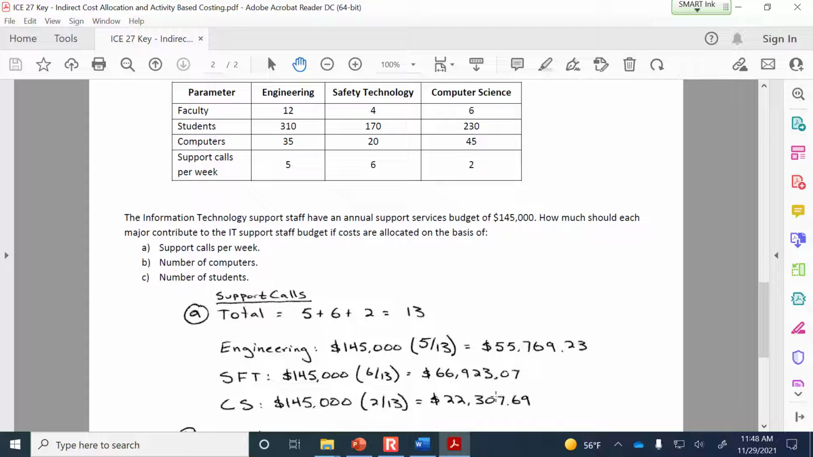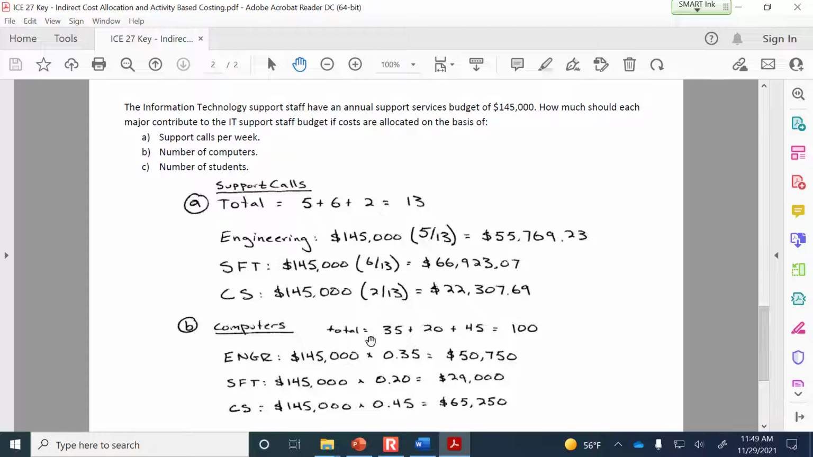But support calls aren't the only thing that's generating cost for IT. It could also be related to the number of computers that each organization uses. And so if the computer science department has 45 computers, but the safety department only has 20, then maybe you should recover this $145,000 influenced by the number of computers. And so we do it that way. We add up the total number of computers, which is 100, and then the proportional amount of the budget that has to be borne by each of the 3 departments is just allocated on the basis of the number of computers.